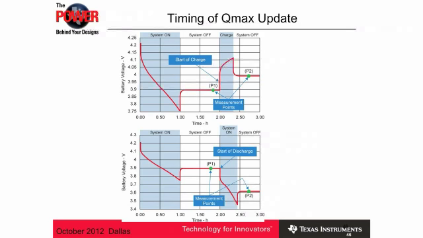Here's another example on the bottom. This is what we call learning on discharge. Same sort of thing. We discharge, we relax, we discharge again where we're counting the coulombs, and then we relax, and we do another OCV lookup. And based upon that formula there, very simply, we calculate the full Qmax of this battery, of each cell.